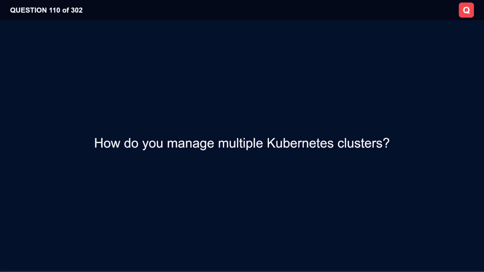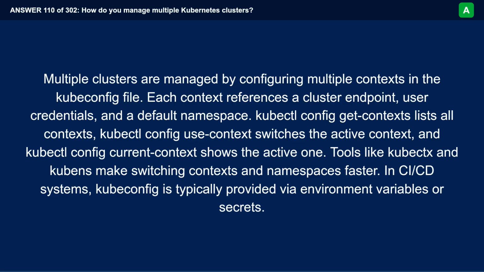How do you manage multiple Kubernetes clusters? Multiple clusters are managed by configuring multiple contexts in the kubeconfig file. Each context references a cluster endpoint, user credentials, and a default namespace. Kubectl config get-contexts lists all contexts. Kubectl config use-context switches the active context, and kubectl config current-context shows the active one. Tools like kubectx and kubens make switching contexts and namespaces faster. In CI/CD systems, kubeconfig is typically provided via environment variables or secrets.